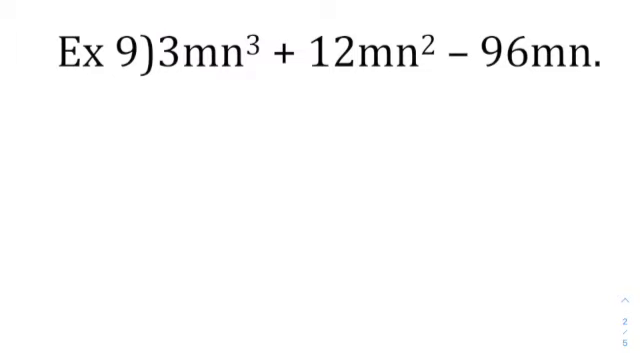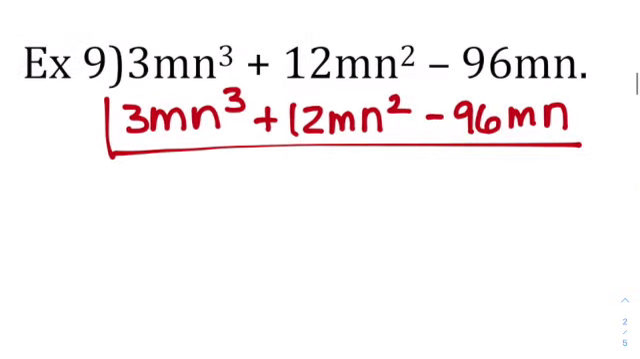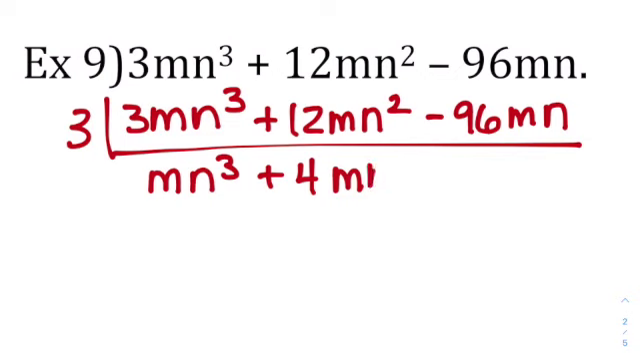To do that, I'm going to write out the problem one more time so we can pull out the GCF. That's going to be 3mn cubed. I'm going to pause the video. I want you to take a look at what they have in common. They all have a 3 in common. So that's 3 times mn cubed plus 4mn squared minus 32mn.